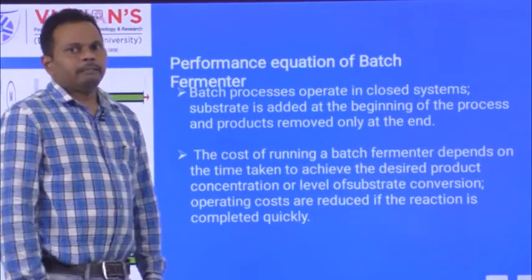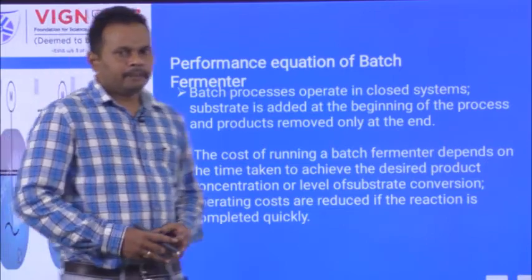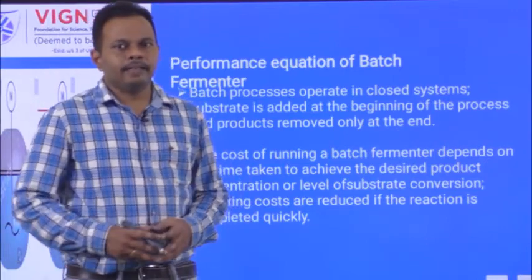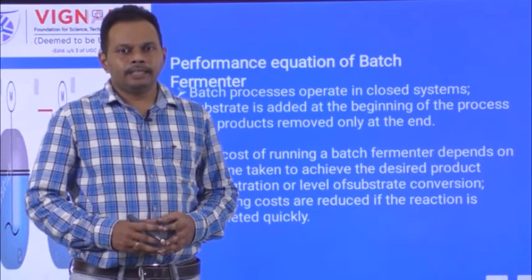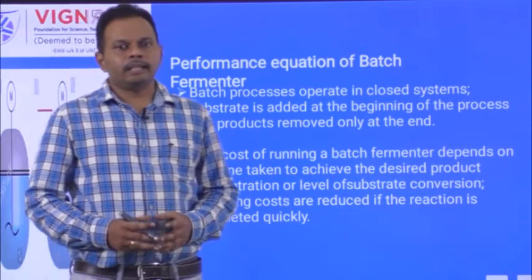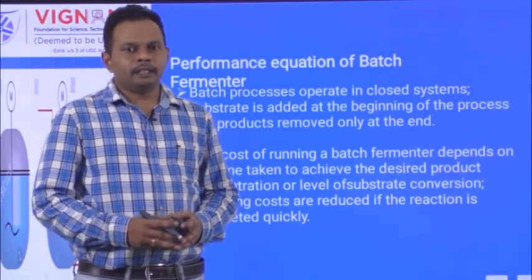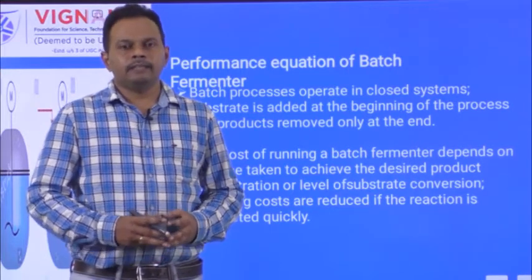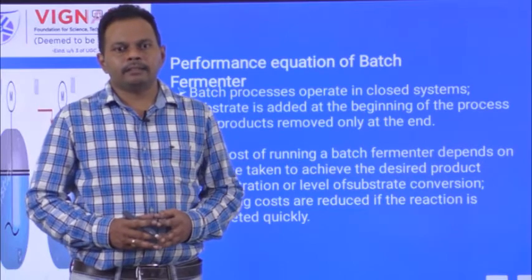Next one, the performance equation for the batch fermenter. So in batch fermenter, the characteristics are similar to the batch reactor, in which the volume of the reaction mixture is constant. Similar to the batch reactor, before the start of the biological reaction, we send all the liquid nutrient media and the inoculum at a time into the fermenter. Once the reaction completes, then only we remove the products and the biomass.